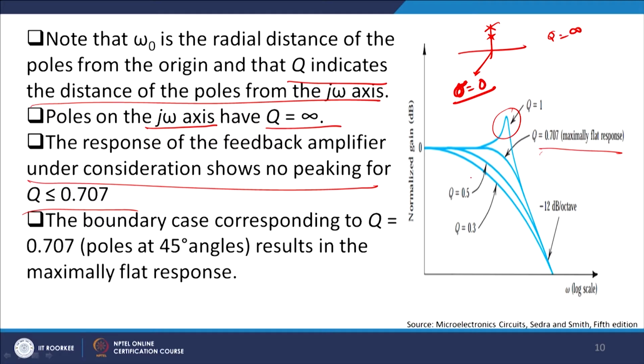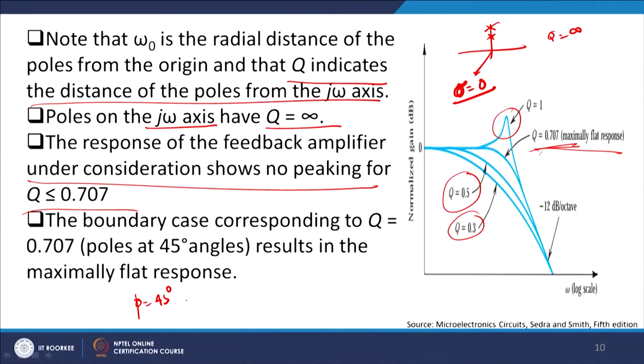If q is less than this value, then my mid frequency gain will be very low, and I will not be able to have stabilized values of frequency where they will fit with each other in a proper fashion. Now, the boundary case value is at q equals 0.707, which corresponds to a phase margin of 45 degree. So, 45 degree is the phase margin which you see, and then the pole location will be at 45 degree, also referred to as a pole position.